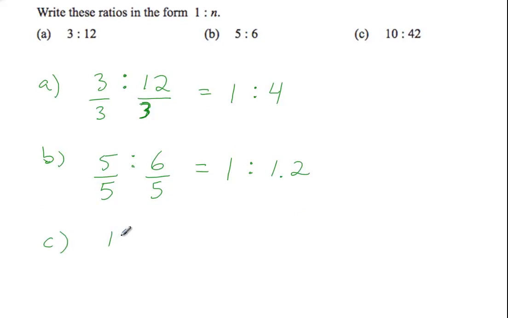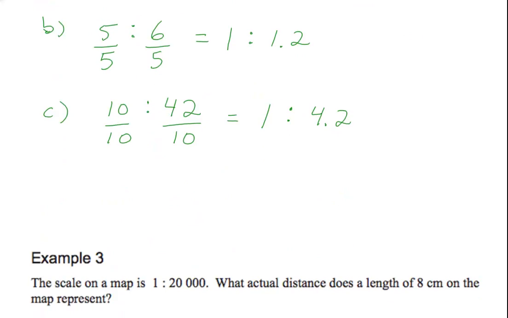10 to 42. This one's a little bit different than the others because there's more digits, but it's still the same process. We want 1 on the left side, so we're going to divide 10 by 10. Since we divided the left side by 10, we're going to divide the right side by 10, and we're left with 1. 42 divided by 10 is 4.2. There we go. Let's do another example with equivalent ratios.